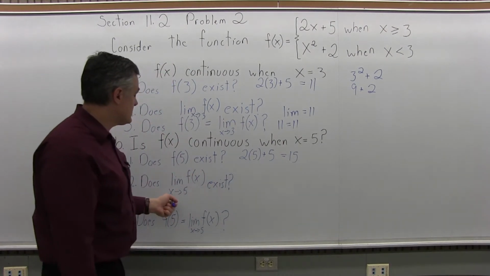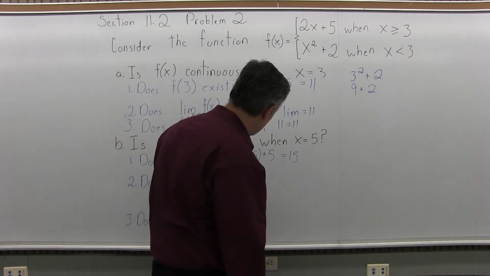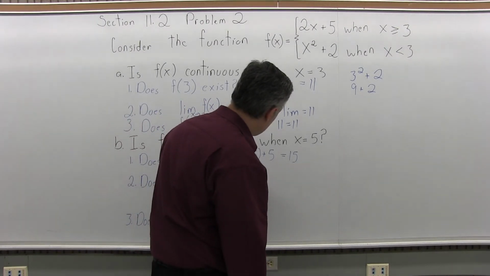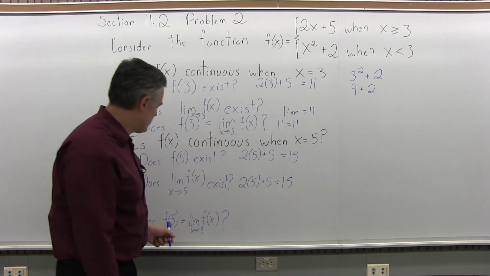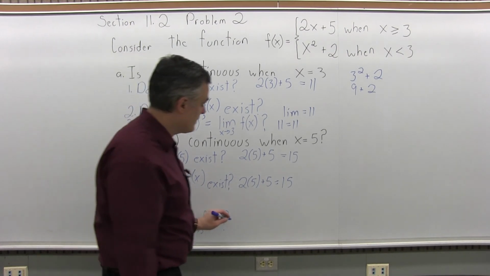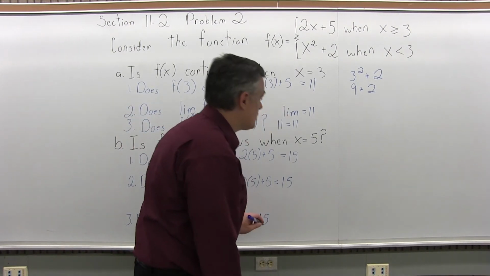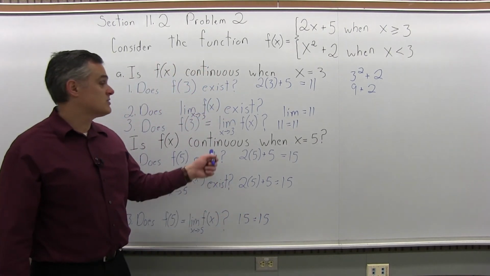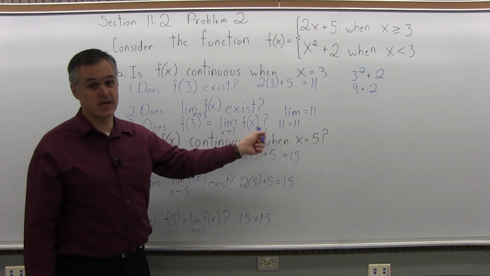Does the limit as the input approaches 5 for this function exist? Yes, that's also going to be 15. And does the value of the function at 5 equal the value of the limit as the input approaches 5? That's also a yes. They're both 15. So this function is continuous when x equals 5. It's continuous when x equals 3, and also continuous when x equals 5.